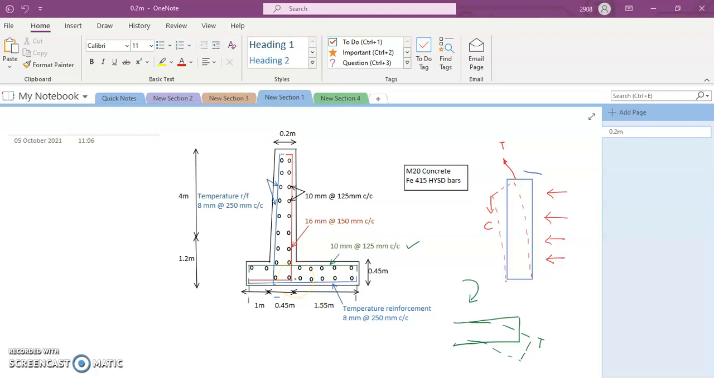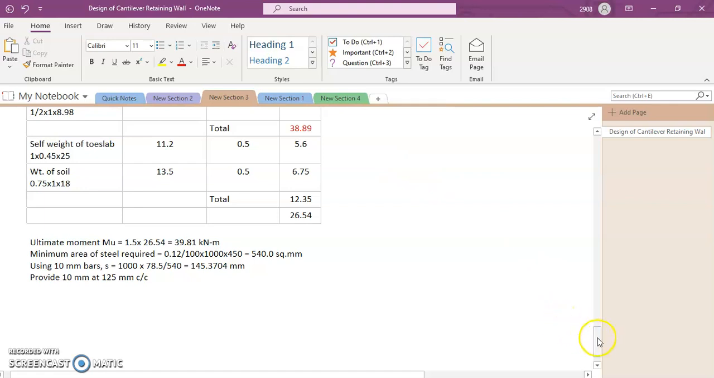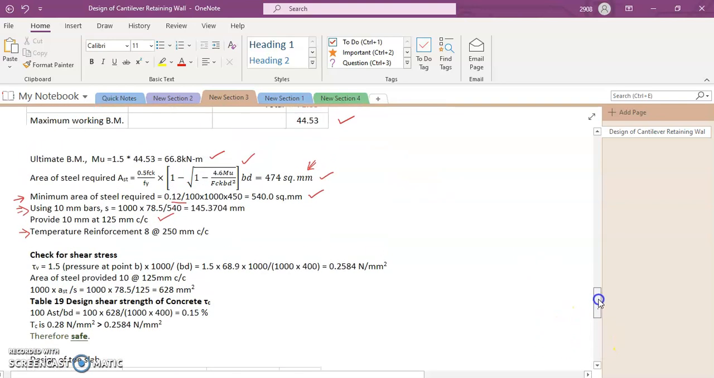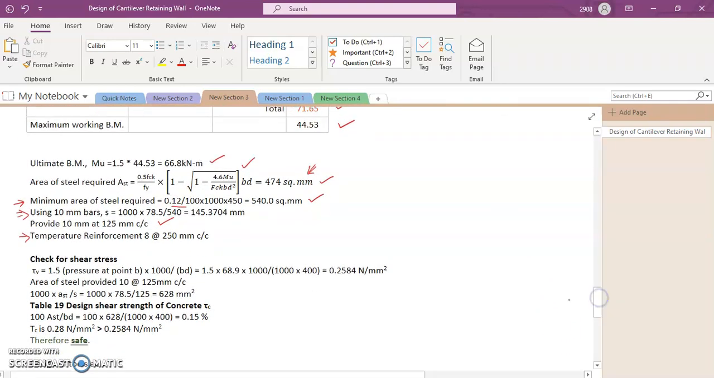So the temperature reinforcement of 8 mm at 250 mm center to center, we will see whether it is feasible for us to provide this at the bottom of the base slab. As of now we have calculated the main reinforcement for the heel slab, and it is 10 mm at 125 mm center to center. So we have to check whether this is feasible or not.